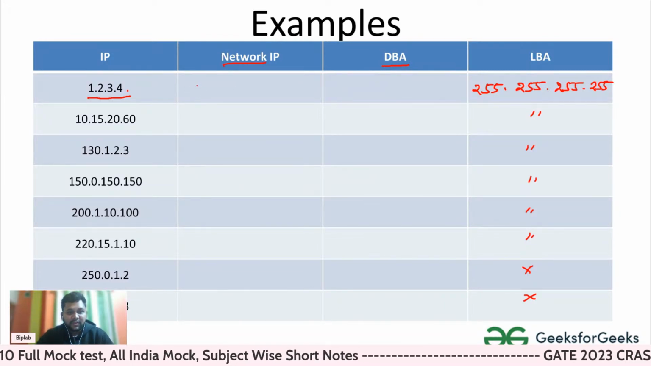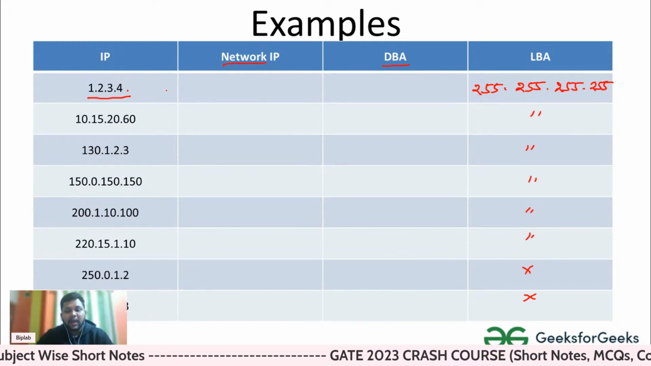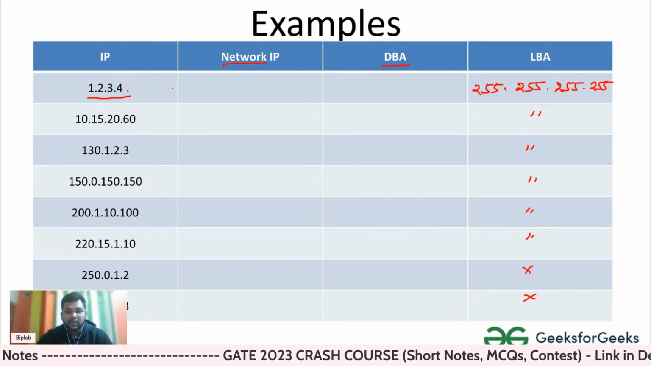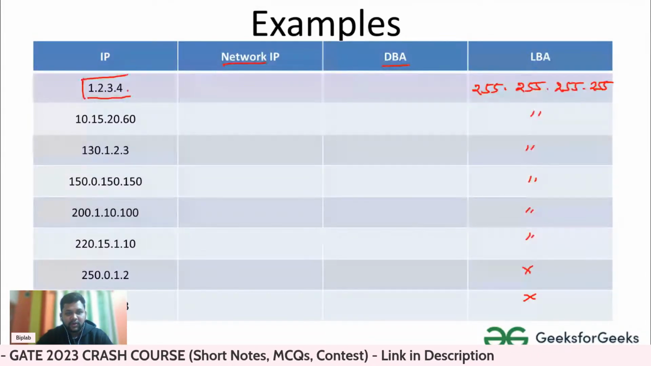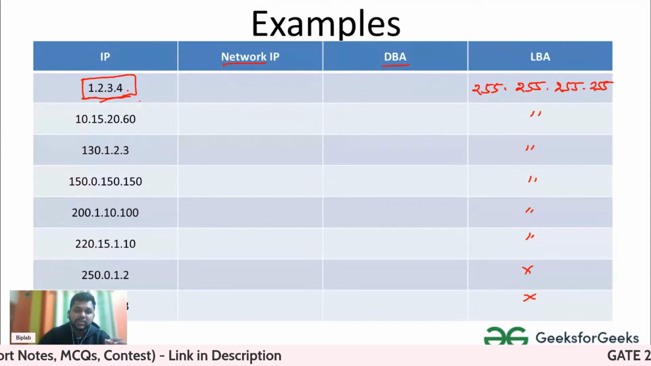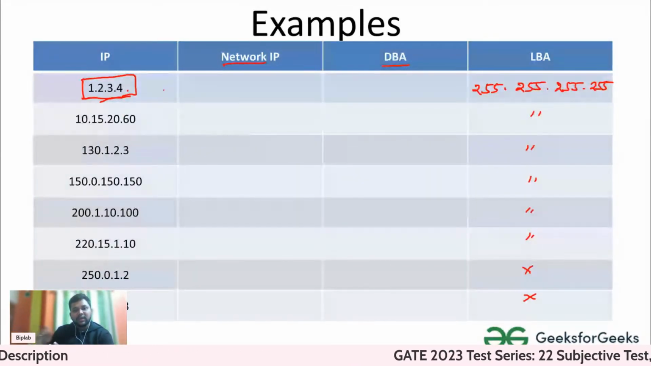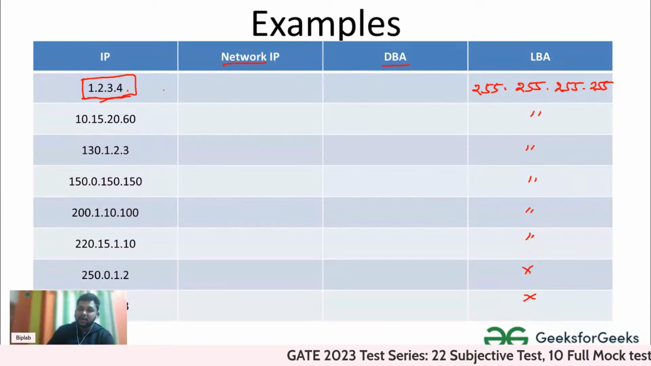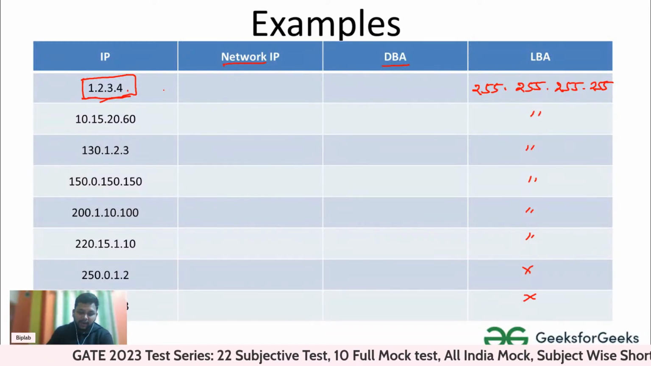So first, anyone tell me what will be the network ID and directed broadcast ID for this IP address. For that, first identify which class it belongs to, make all the host ID bits 0 for the network ID, and then make all the host ID bits 1 for the directed broadcast ID.